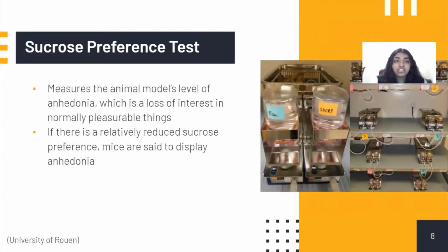Another behavioral assay is the sucrose preference test, which basically measures the animal model's level of anhedonia, which again is a loss of interest in normally pleasurable things. The mice can either take the normal water or the sucrose water, which is just sucrose dissolved in water, and the spouts are completely identical. In normal mice, the mice will have a higher preference for sucrose water because it's sweet and they gain pleasure from that. But if there's a reduced sucrose preference or even no preference at all, mice are said to display anhedonia, which can indicate a presence of depression-like phenotypes.